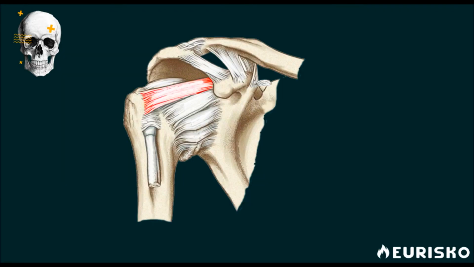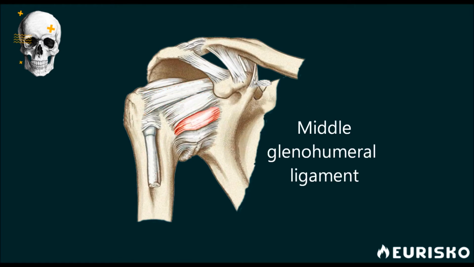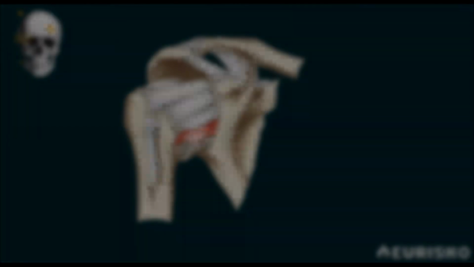Ligaments are the coracohumeral ligament, which runs between the top of the coracoid process and the major tubercle of the humerus, and three capsular ligaments called glenohumeral: superior, middle, and inferior.